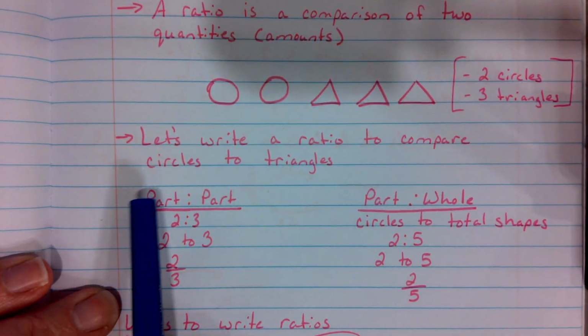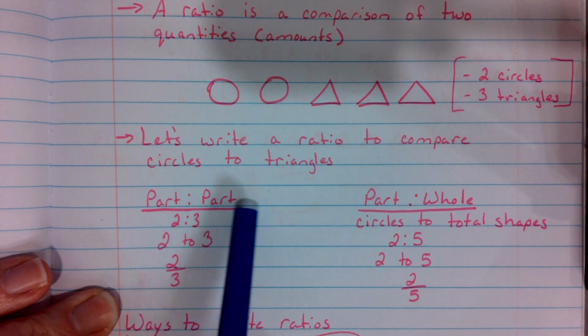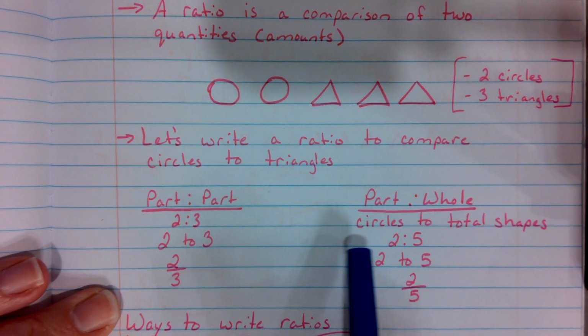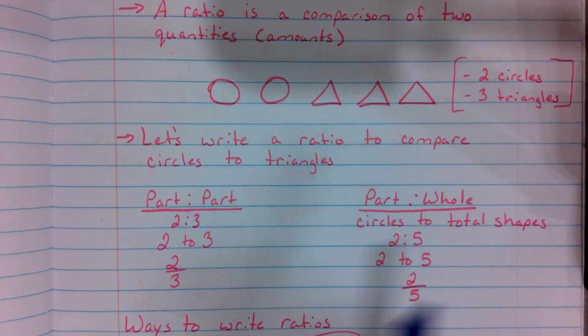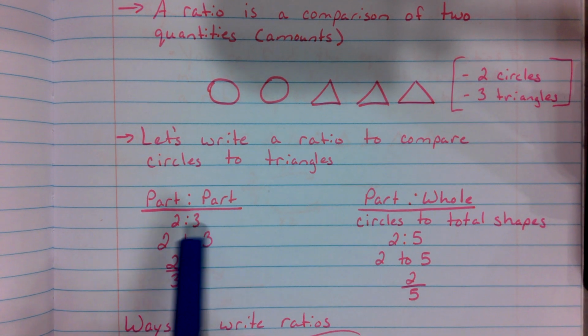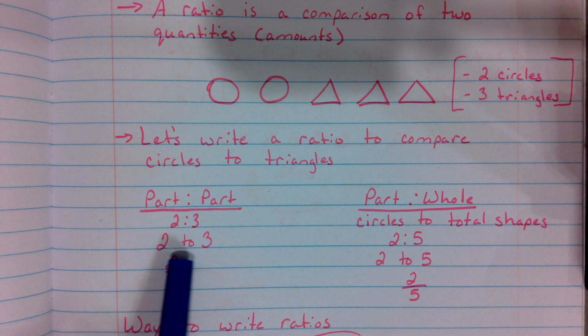We can either write them as part to part, so that's the circles and the triangles are both parts. And then we can also do part to whole, so we could do circles to total shapes. Looking at part to part, we have 2 to 3. So we've got our colon there, or we could write 2 to 3, and then we could put it in fraction form for our 2 to 3.